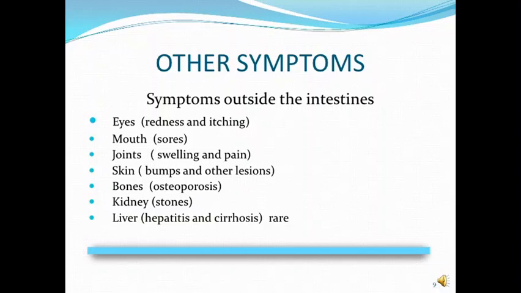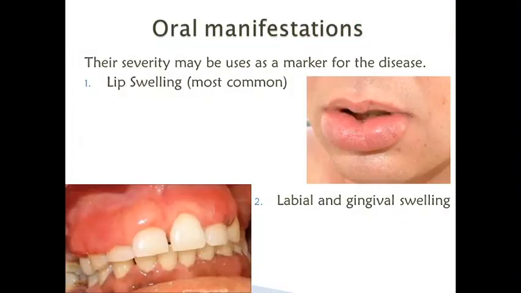The oral manifestations are the main focus of our lecture, and they are extremely important for two main reasons. First, the oral manifestations are considered to be among the early signs and symptoms that can help in the detection of Crohn's disease. And second, their severity may be used as a marker of the disease.